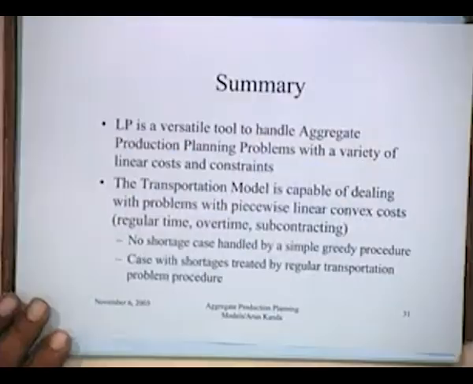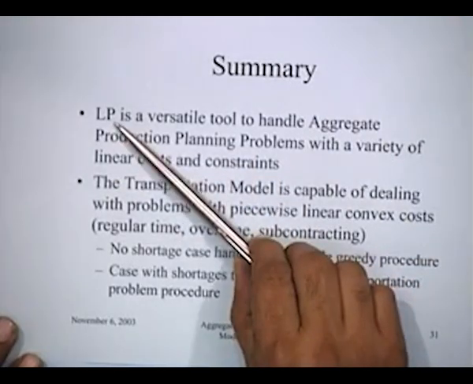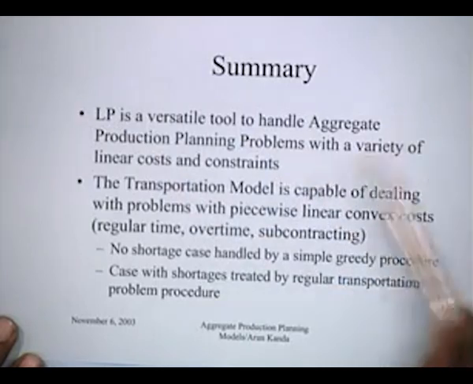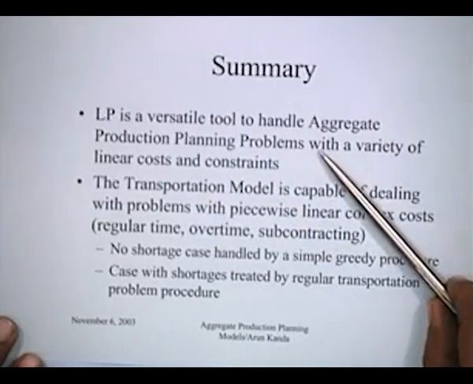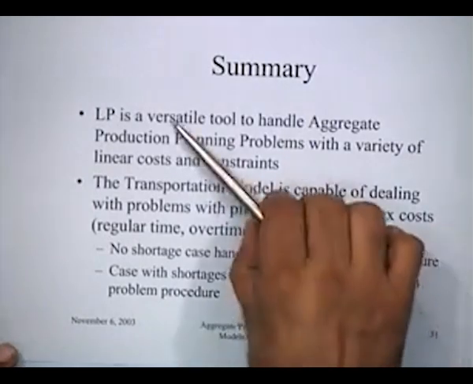So let's see what we have tried to do in this particular lecture. Basically, we have shown that linear programming is a versatile tool to handle aggregate production planning problems with a variety of linear costs and constraints. In fact, we took up an LP formulation of one particular situation where we set up the LP objective function and also the LP constraints. So something like that can be set up for a variety of problems, and you can vary the type of production costs and so on. So it's a very versatile tool in that sense.